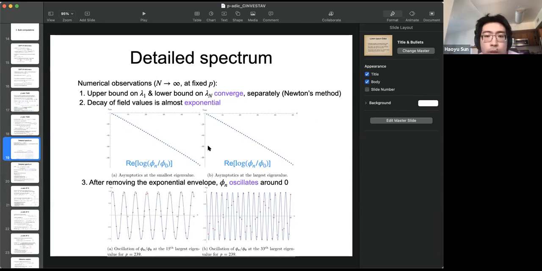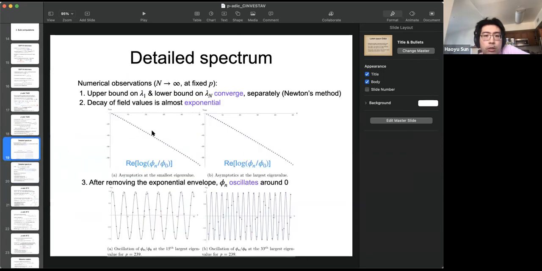So here we plotted two sample graphs of the real part of the logarithm of the ratio of the field value at depth n over the field value at the center. So you see that it is almost a straight line. And after removing these exponential envelopes, we see that the field values oscillate around 0, and it fits perfectly with the sinusoidal curves.